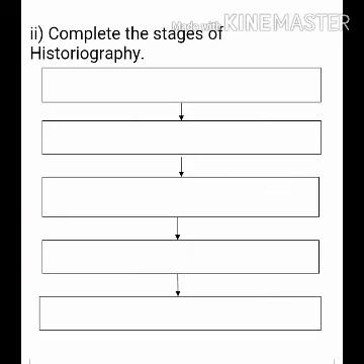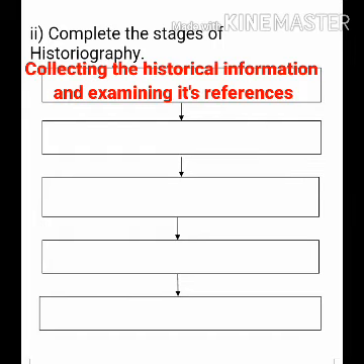Second web is complete the stages of historiography. You have already learned historical research method. So stages of historiography means what are the modern methods of doing historical research. So the historical research method you have to write here. The first box is collecting the historical information and examining its references. That means to collect the information and then examine it.